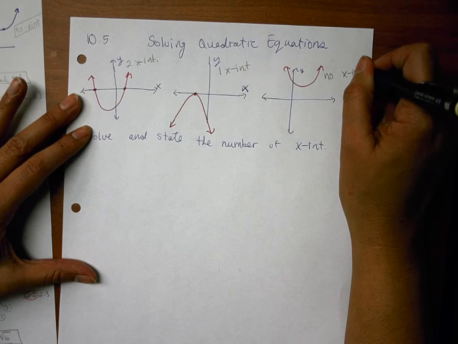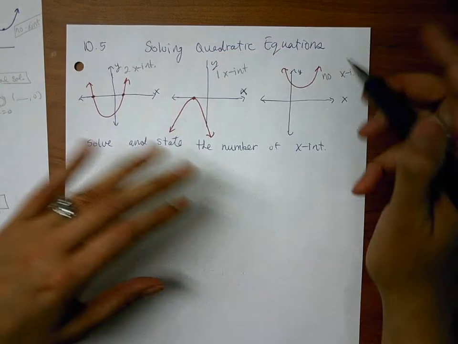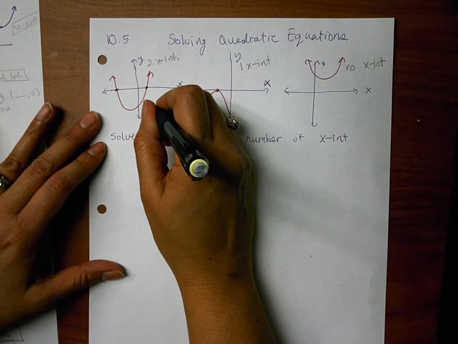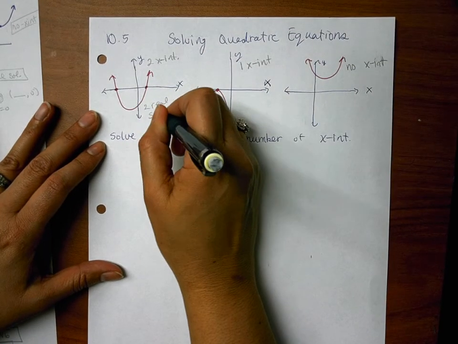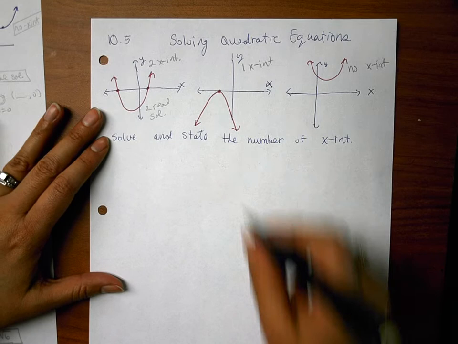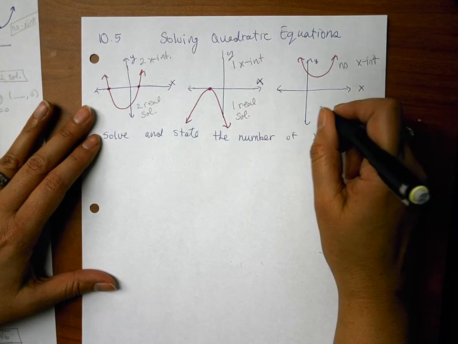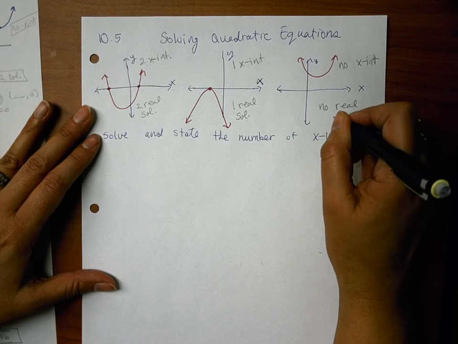All right, what's another way of saying this? This would be 2 real solutions. We're going to talk about imaginary solutions eventually. This would be 1 real solution, and this would be no real solution.